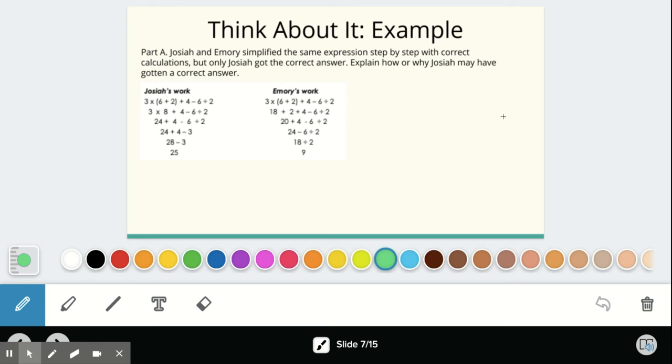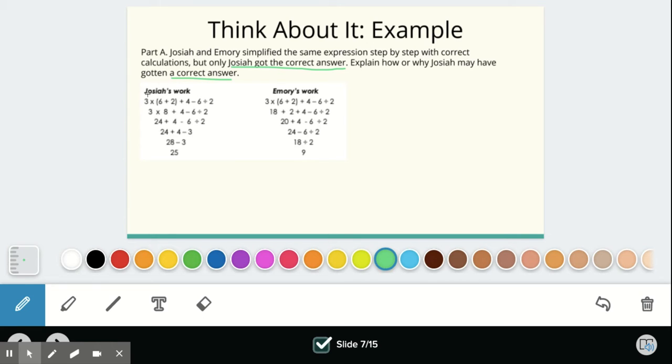All right, scholars, let's take a look at the Think About It. Part A: Josiah and Emery simplified the same expression step by step with correct calculations, but only Josiah got the correct answer. Explain how or why Josiah may have gotten a correct answer.